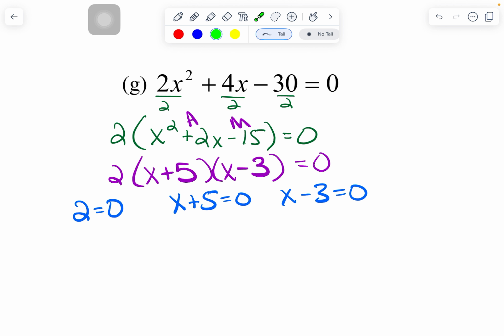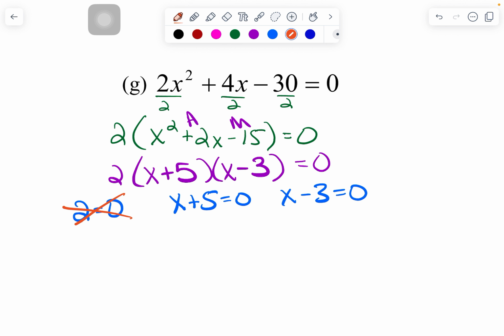I don't know about you guys, but the last time I checked, 2 does not equal 0. 2 will never equal 0. So this factor, while I can set it equal to 0, cannot actually equal 0. So this is not going to give us any kind of valid answer. The other thing you could look at for this one is there's no variable here. This is just a number equal to a number, and that is not a true statement. So ignore that. Just focus on the factors that actually do have variables in them.